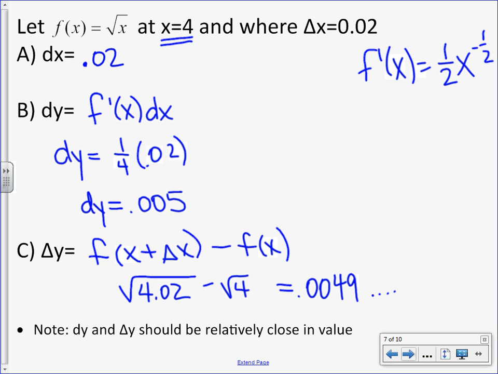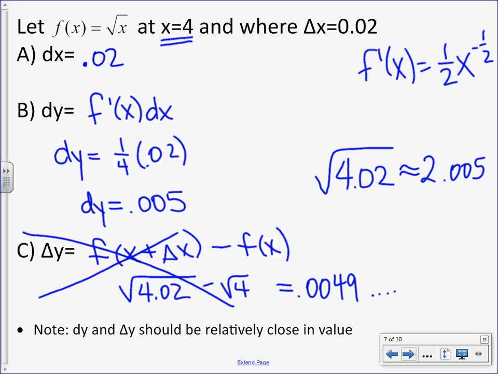Let's talk about what dy is going to tell us. If we're going to approximate the square root of 4.02, we would say it's approximately 2.005. So this is telling us how much different it is from f of x. And this will all be non-calculator stuff, because I probably would not ask you to do this on the test. It'd be more like this.